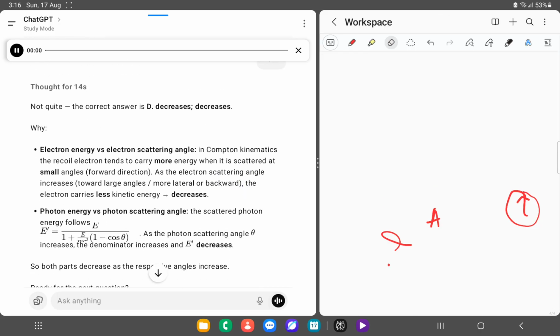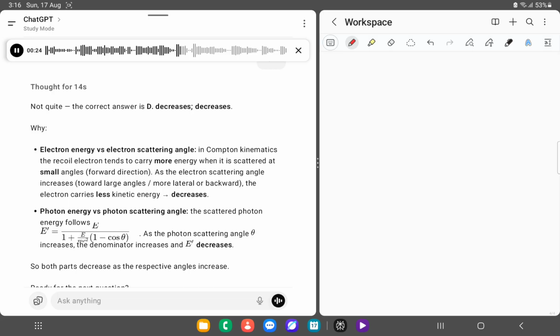Not quite. The correct answer is D, decreases. Why? Electron energy versus electron scattering angle. In Compton kinematics, the recoil electron tends to carry more energy when it is scattered at small angles, the forward direction. As the electron scattering angle increases toward large angles, more lateral or backward, the electron carries less kinetic energy, so it decreases.